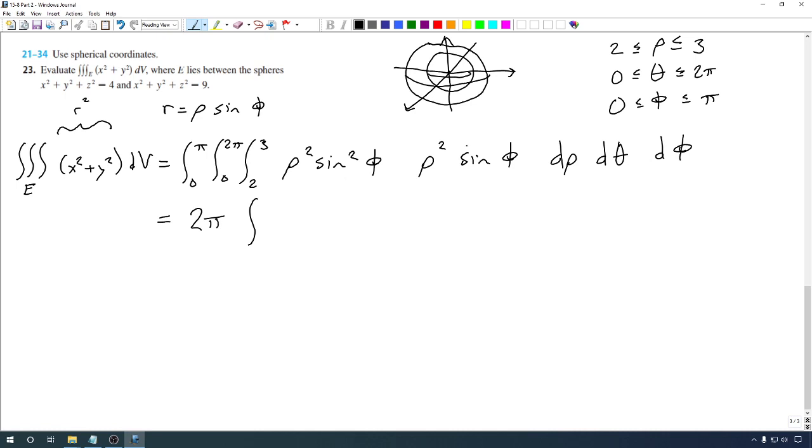Then I'm going to put in the stuff for phi. So we have two copies of sine of phi here, and we have a copy of sine of phi here. We're going to be looking at sine cubed of phi, still going from 0 to pi. And then for rho, still going from 2 to 3, we have a rho squared and a rho squared. We have a rho to the 4th.